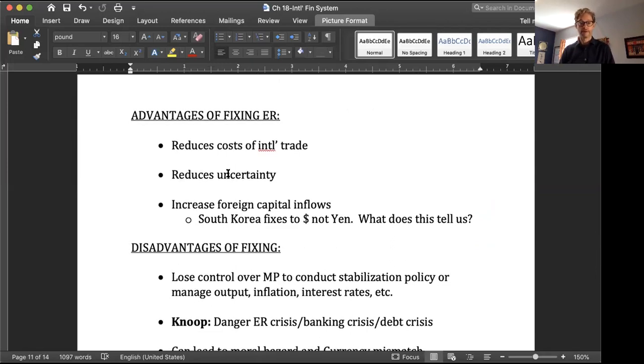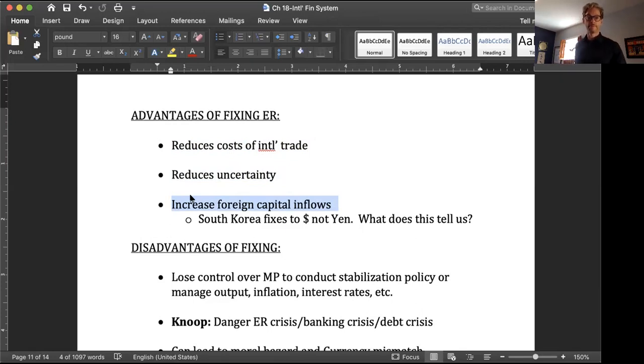or South Korea, right? The advantage of fixing your exchange rate is, yeah, it helps keep international trade, reduce the cost of trade, right? Because everybody knows what your exchange rate's going to be. It reduces uncertainty, and it helps increase capital flows because it makes it a more attractive place to invest if investors don't have to worry as much about exchange rate risk.